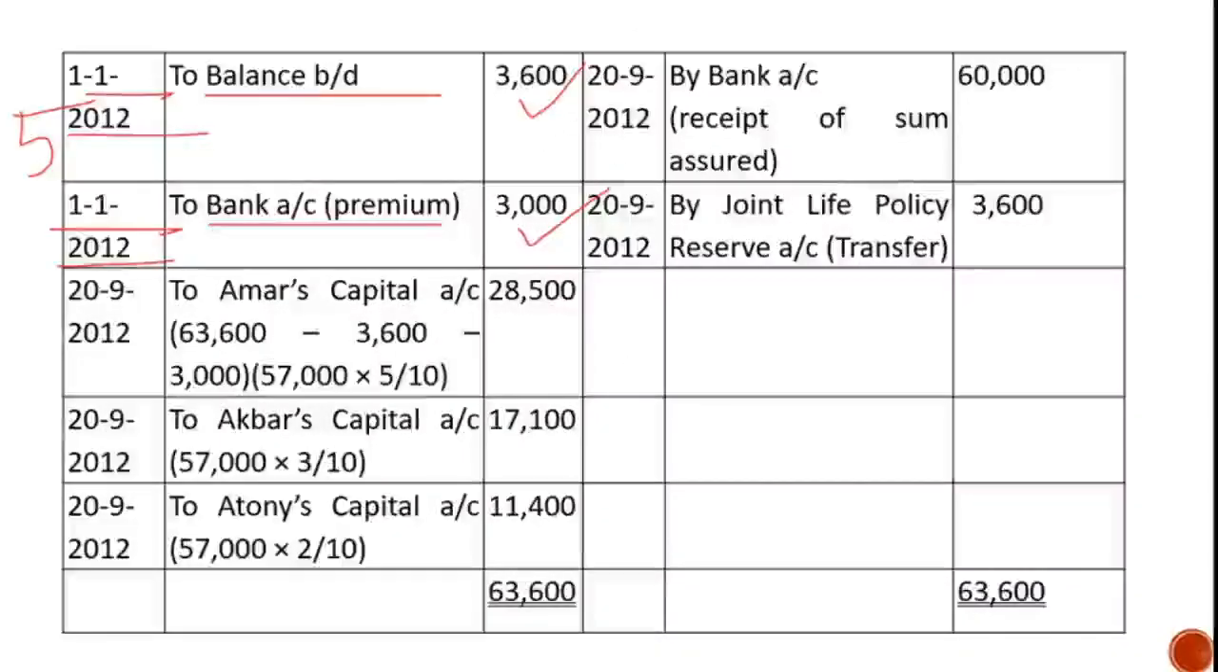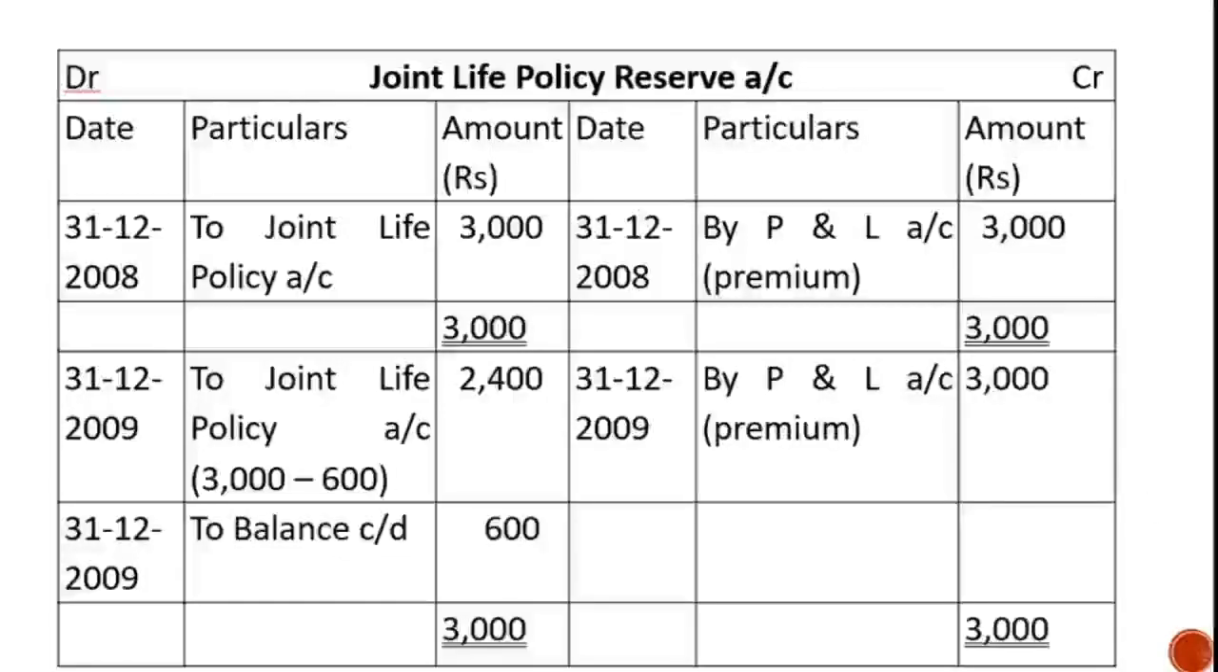On the date of death, we are going to receive the policy amount. The policy amount is 60,000. With this, we will temporarily stop the joint life policy account. Now we'll go to the joint life policy reserve account, then again come back to this particular account. Now we'll prepare the joint life policy reserve account.